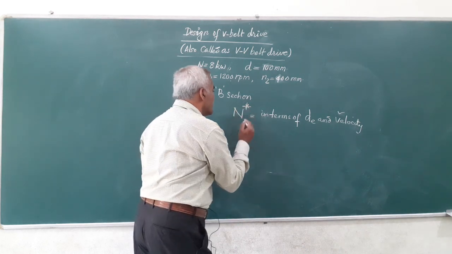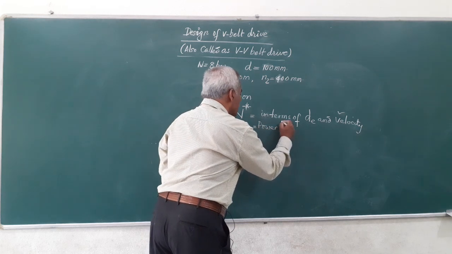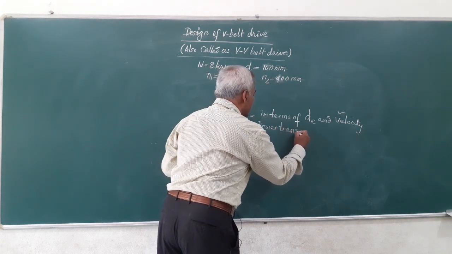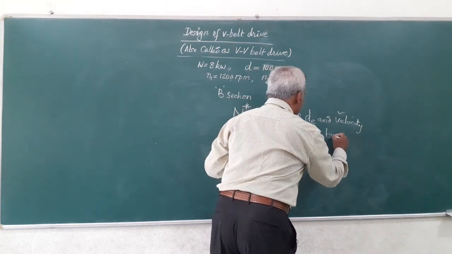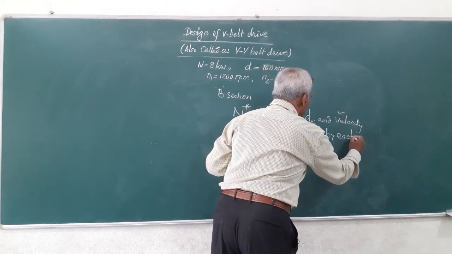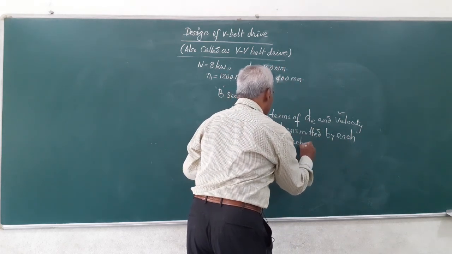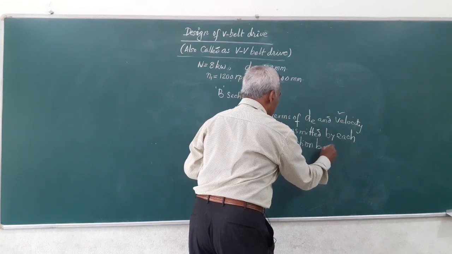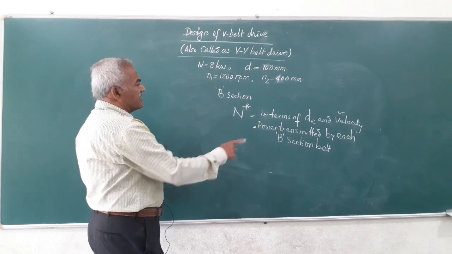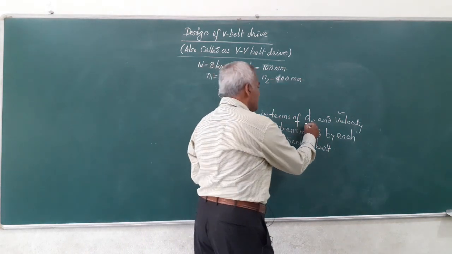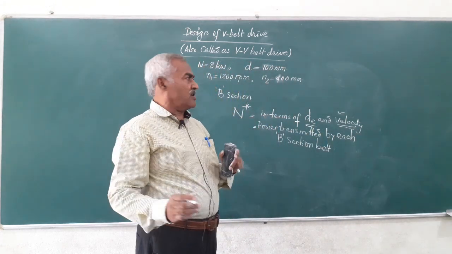So, this N star stands for the power transmitted by each B section belt. So, this is how you are going to get. So, this you will have to calculate. Once you know the value of D and the value of velocity, you can find out this N star.